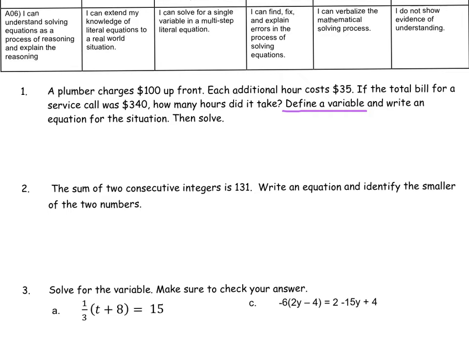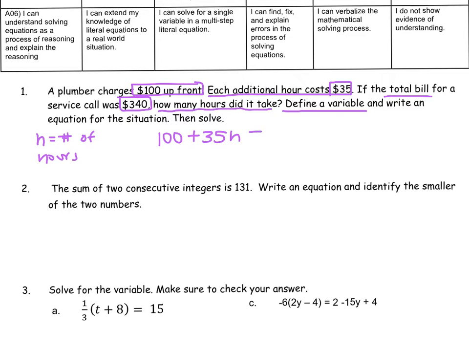First of all, think about what we have in the problem. We have $100 up front. Then each additional hour is $35, and our total bill was $340. How many hours did it take? That's what we need to figure out. So my variable is going to be h for the number of hours. My equation is $100 up front plus $35 an hour for a grand total of $340.